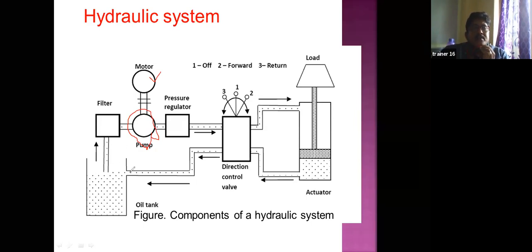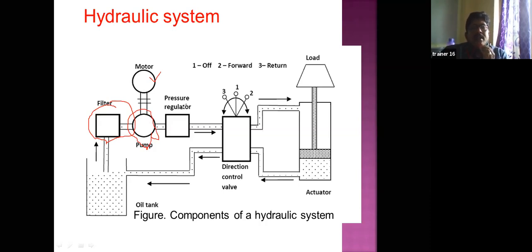Same principle here. This is a liquid, right? In this liquid, if there are any impurities, the filter is arranged here. It filters the impurities, and then with the help of the motor, the pump sucks the liquid. You can call it a liquid.